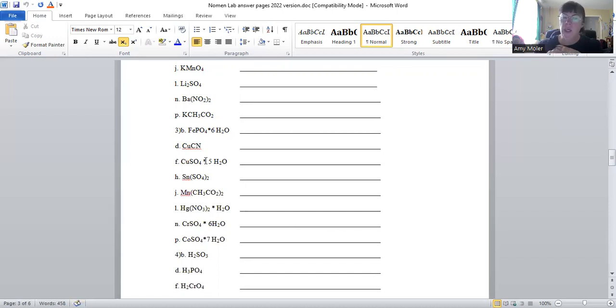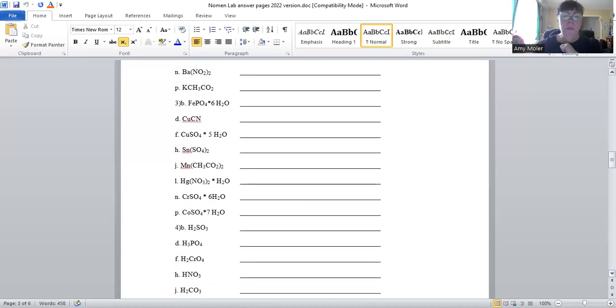Anything that has the dot some number of waters at the end of the molecule should end with the word hydrate. Now, hydrate may have a prefix, mono, di, tri, tetra, indicating the number of waters that are present.